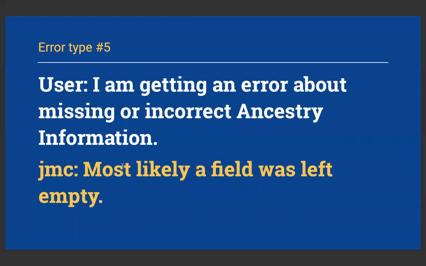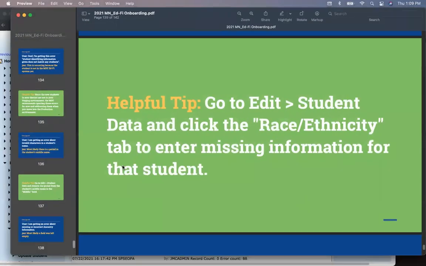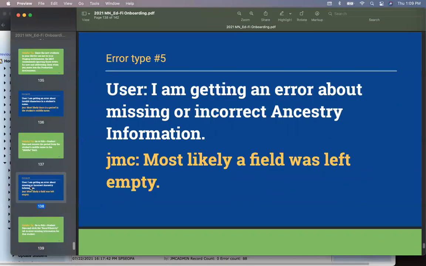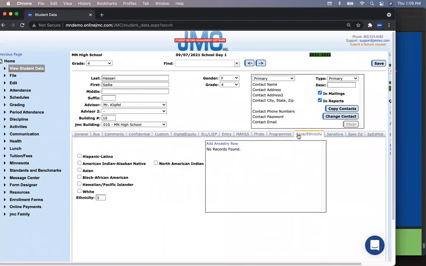And I'm getting an error about missing or incorrect ancestry information. Most likely a field was left empty. So you have to go to the edit student data, click on the race ethnicity tab to enter missing information for that student. So again, if you get an error about ancestry information, which a lot of people are collecting right now, you'll have to go to that race ethnicity and add in any ancestry information or whatever it's directing you to here. So check that for your students.